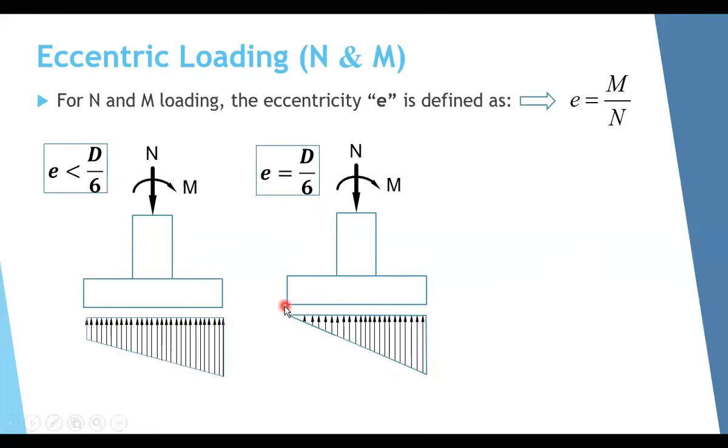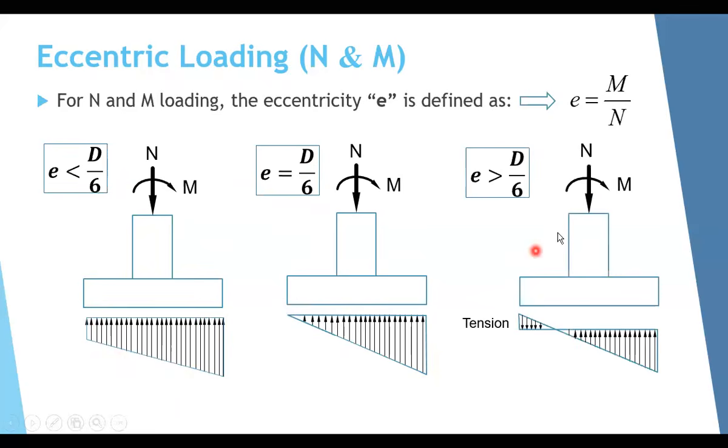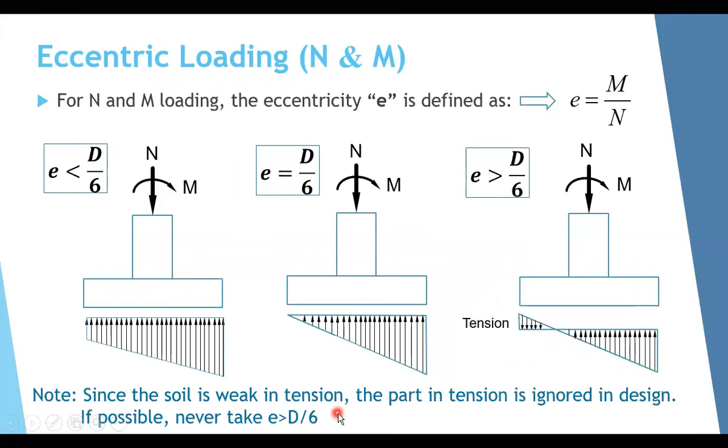If E is greater than D over 6, we start seeing some tension force because the eccentricity is big. You have a bigger value here, but it will result in some tension force at this left side of the footing. It is not recommended to have a footing with tension because, as you know, soil is weak in resisting tension. So if you have this case, the part in tension is ignored in the design.